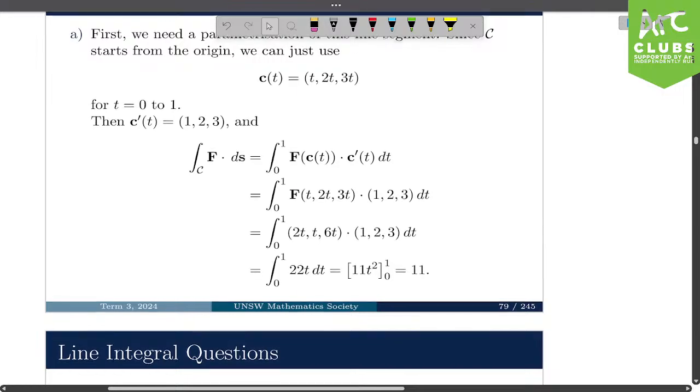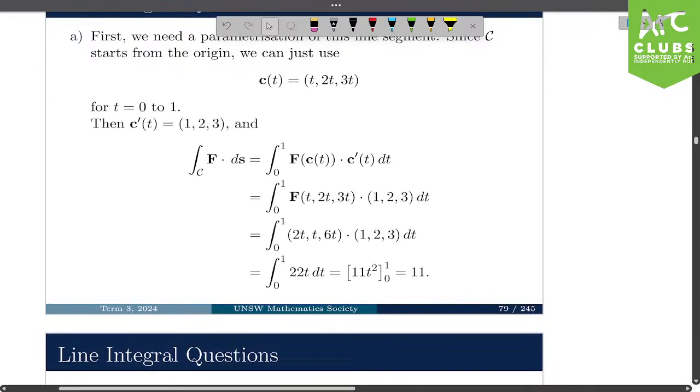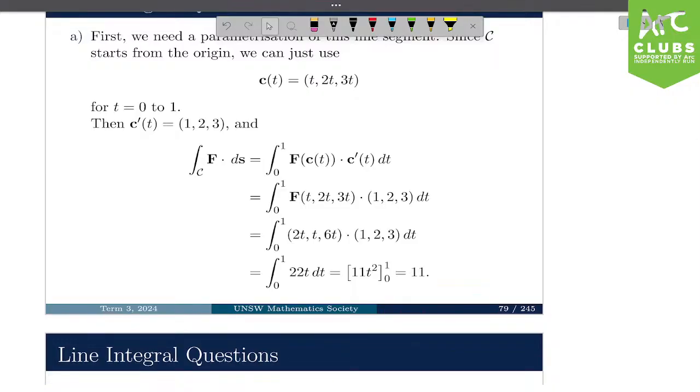Now, this is just a single variable integral. Sweet. Okay, so we just integrate that. We get 11t squared between 0 and 1. Sub in the values, we get our answer is 11. So that's the value of the line integral. So we've evaluated the line integral.